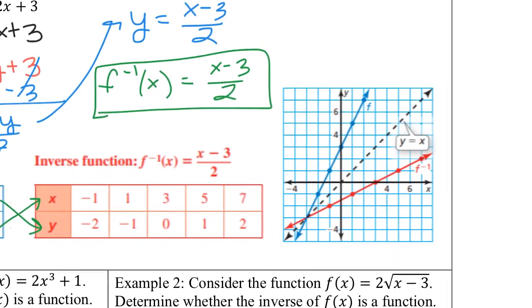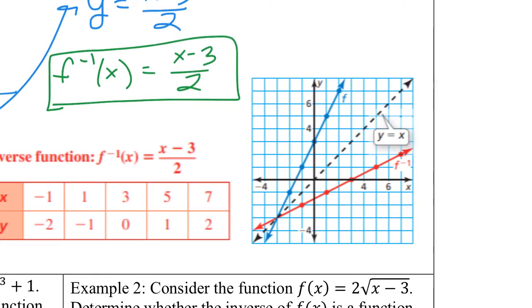The last thing is inverse functions are a reflection across the line y equals x. Again, the blue is the original, the red is the inverse. If you notice, if you try to connect a line from point to point, it's exactly perpendicular to this y equals x line. This is a reflection across y equals x. That's true for every inverse function. It's a reflection across y equals x.